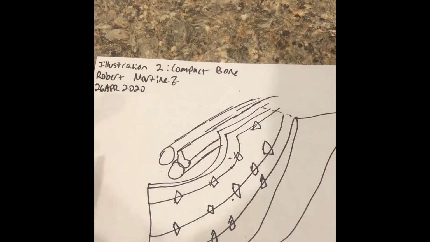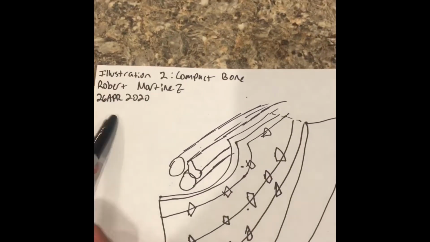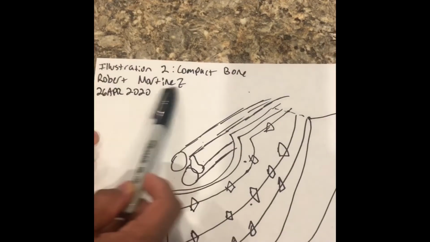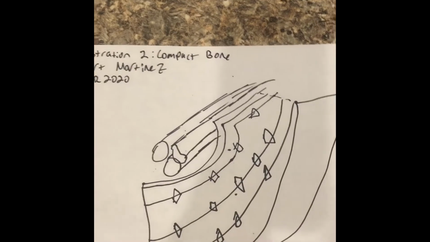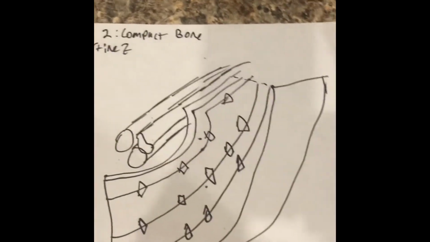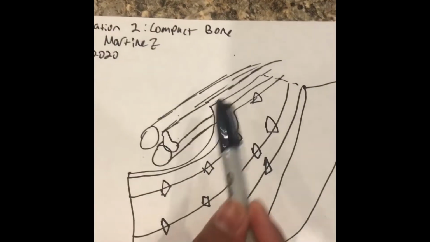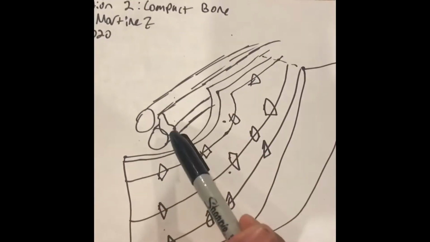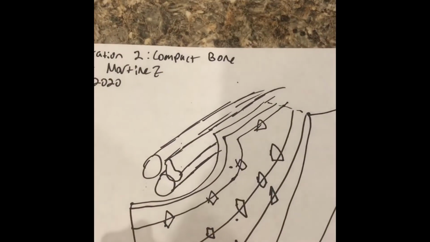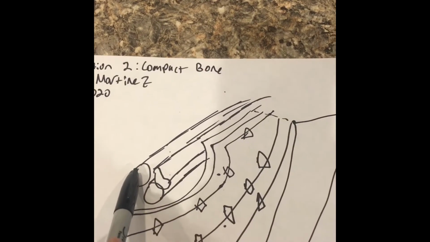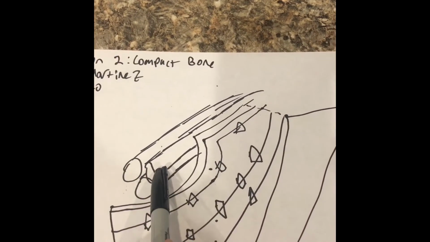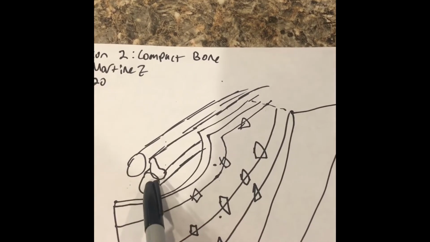All right, moving on to illustration 2, the compact bone. As requested on the sheet, Robert Martinez. Today is the 26th of April. And this is my attempt at drawing a compact bone. As I'm labeling this bone, these are supposed to be 3 different colors, 3 different structures. What we're looking at in this portion is the nerve that runs through. I have my vein up here, and I have my artery.